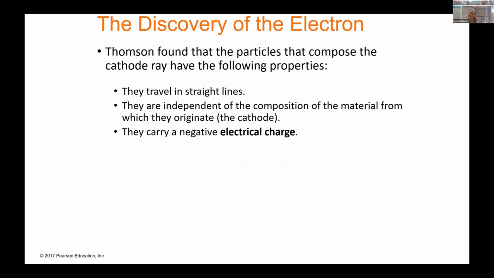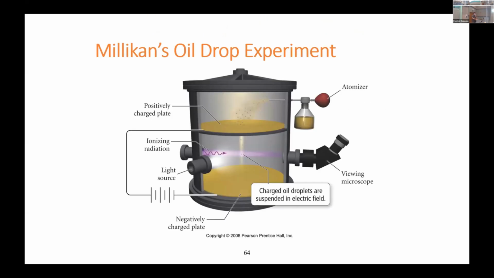So they determined that electrons travel in straight lines, that they are independent of the composition of the material, meaning they're in everything, and they have a negative charge. So that's what they figured out about the electron. All right, so we got that on the table. Now we want to know more about the electron.